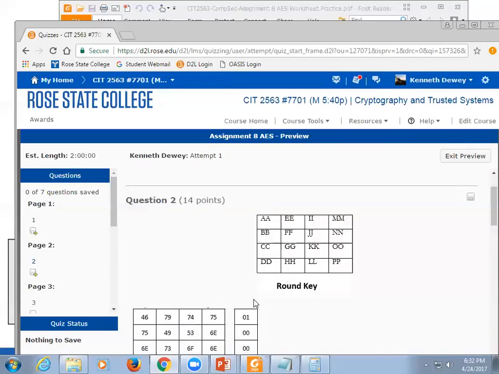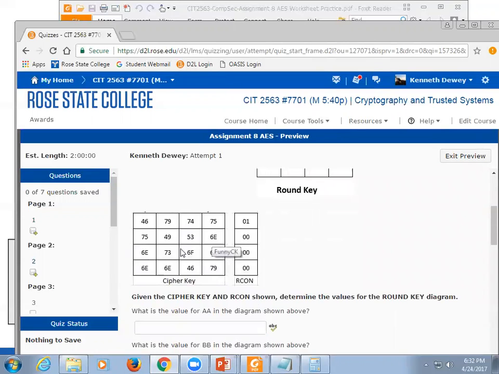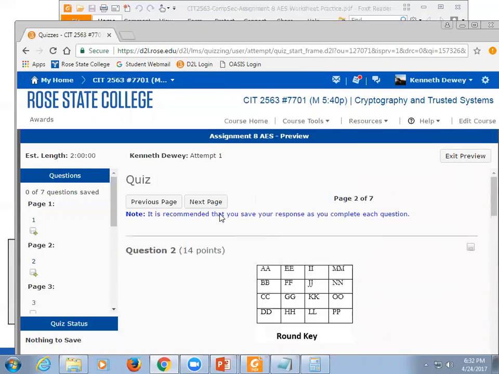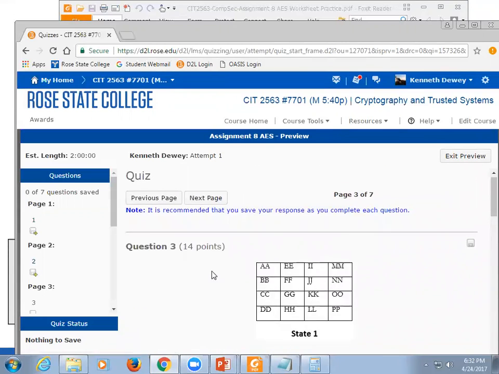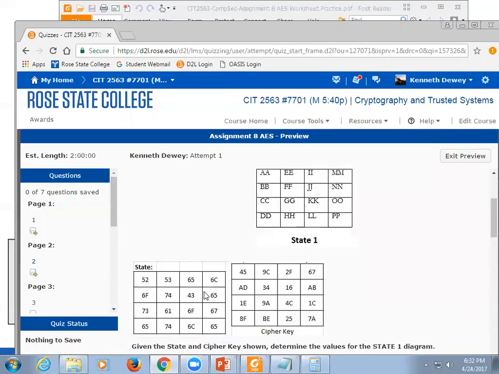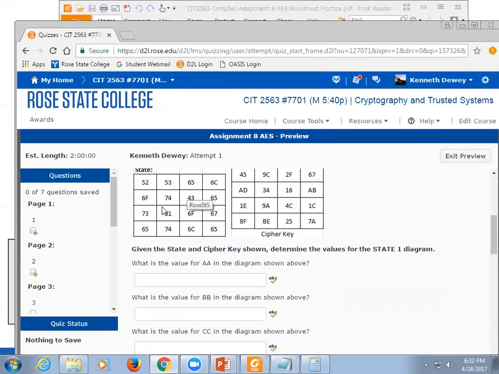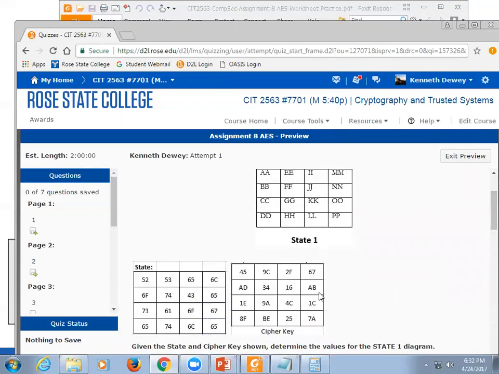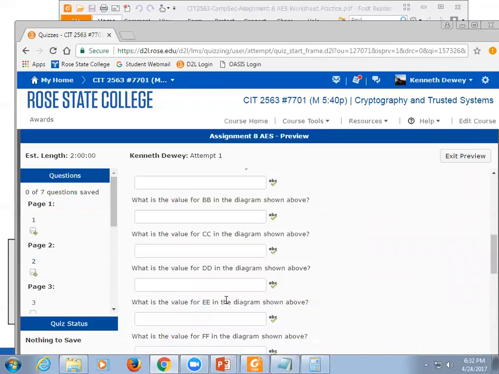And for question 2, given this key, you don't have to create the key. I gave it to you, and then you do the XOR and count that. Then for question 3, given the state right here, this is not "I am happy." This is something else. Given this state and this key, basically XOR them and whatever that is.